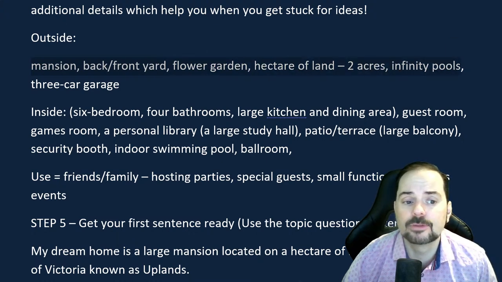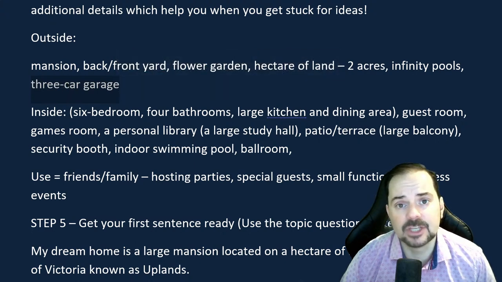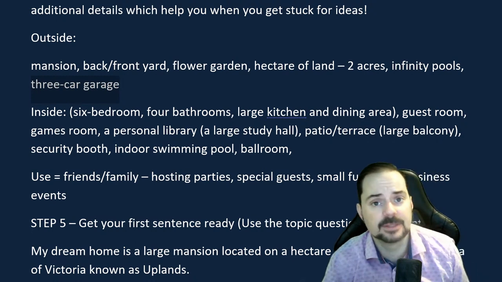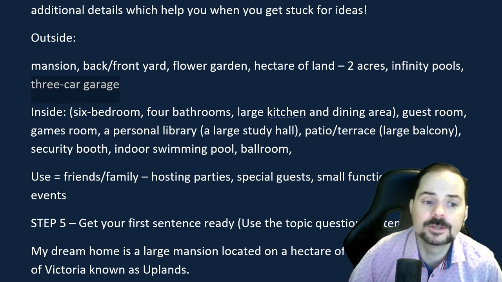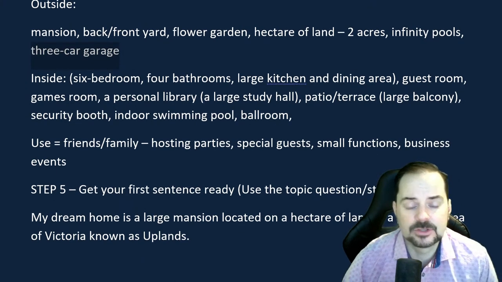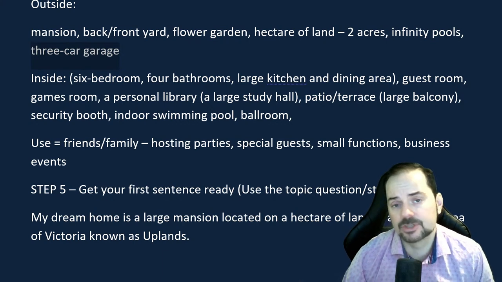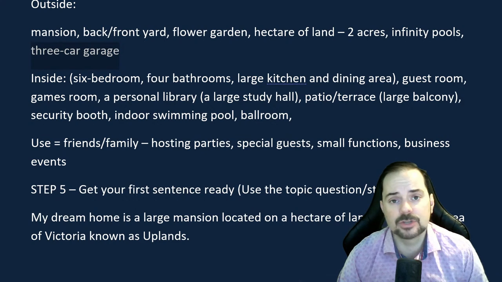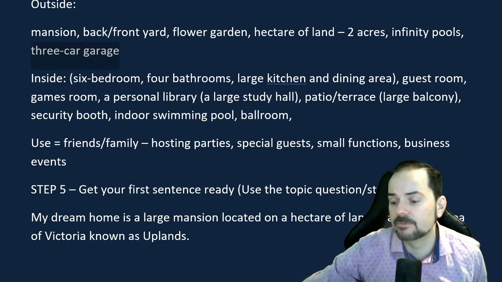infinity pool, 3-car garage. Always explain why you have each of these elements of the home, okay? Don't just say them and then not say any other piece of information. You'll see what I mean in a moment. And then the inside of the house, okay? Be careful, you have 1 to 2 minutes. It's easy to talk about your dream home for 10 minutes if you don't control yourself. So make sure you control yourself, okay? Details are important, avoid repetition.